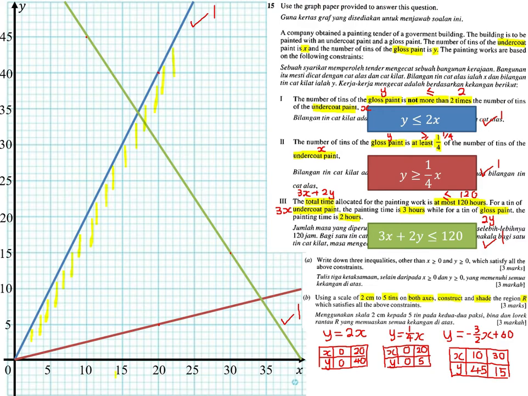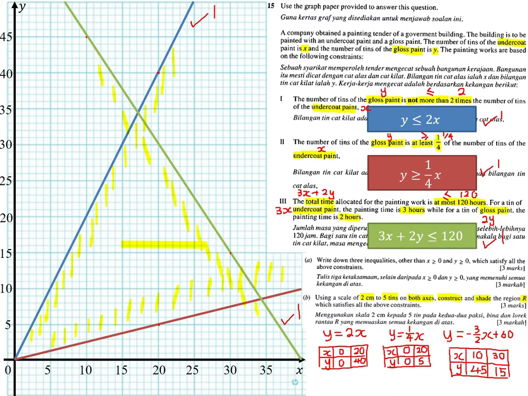The second equation, we look at the red color. y is more than or equal, is that one above or below? Above. The last one is 3x plus 2y less than or equal to 120. Above or below? Below. Below the straight line. It's very obvious already.